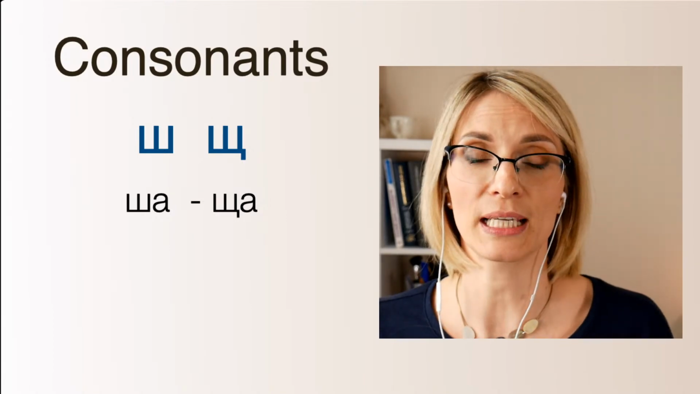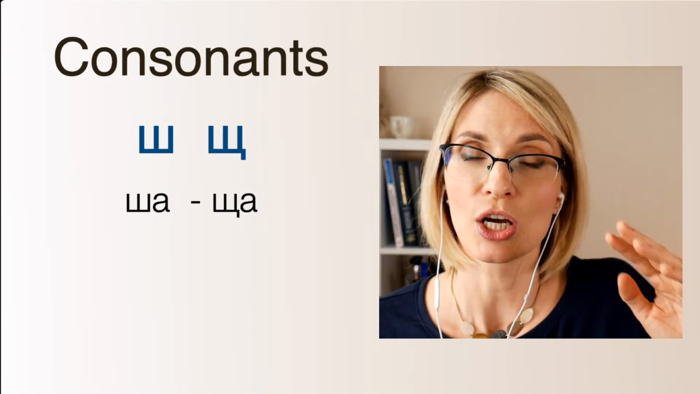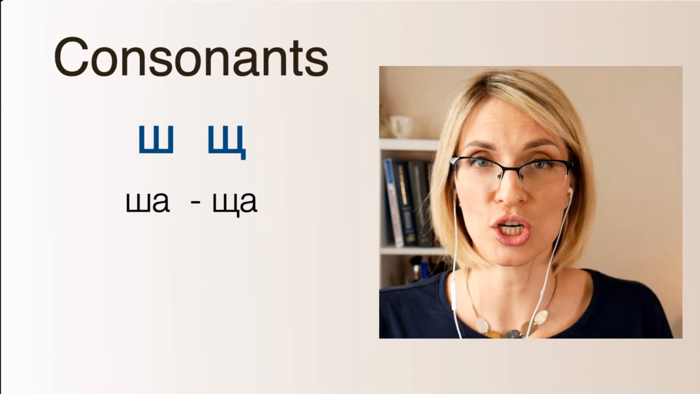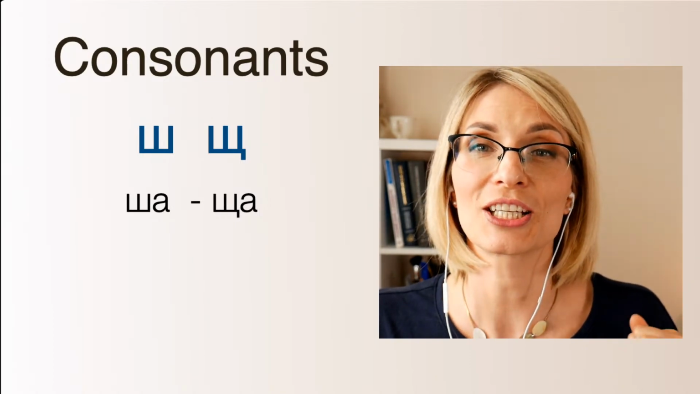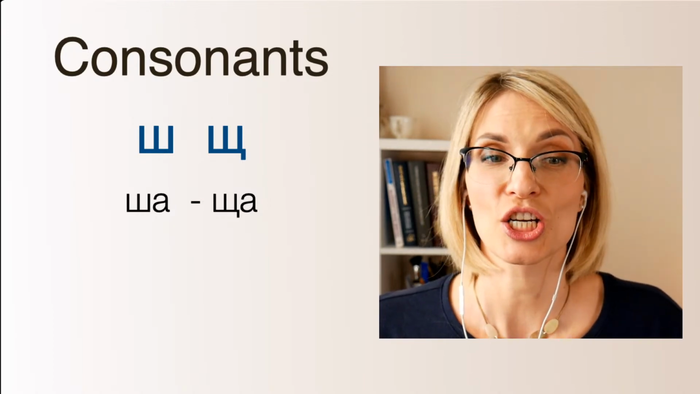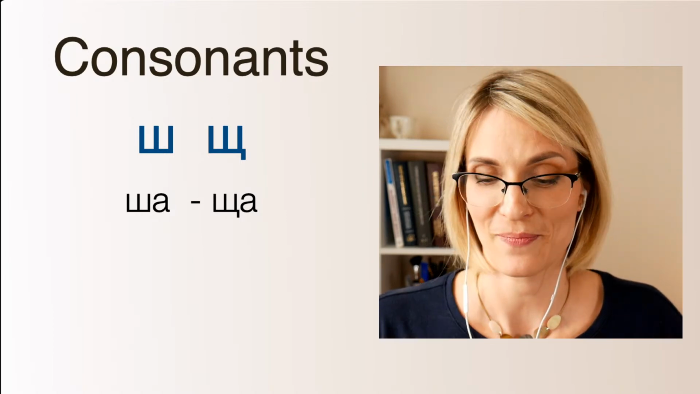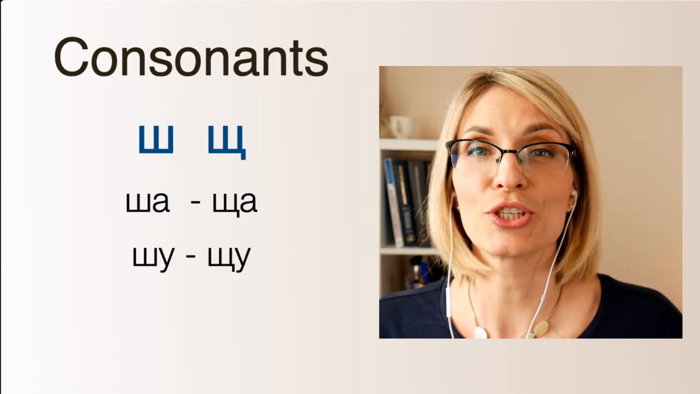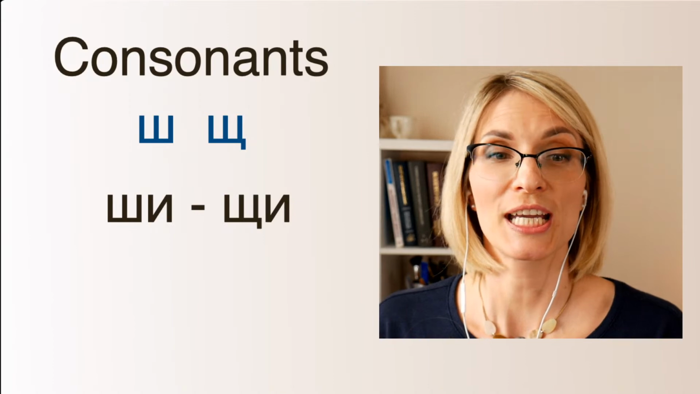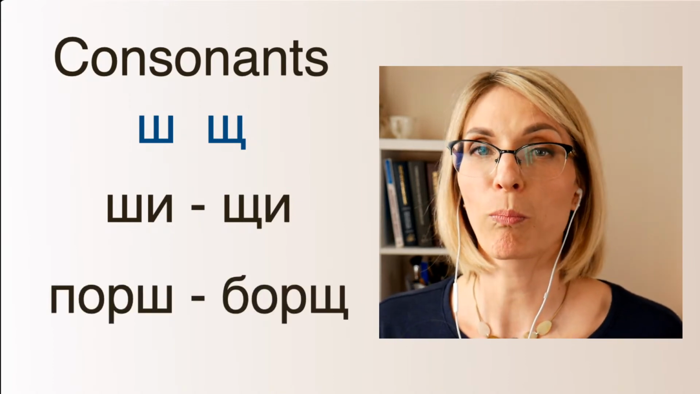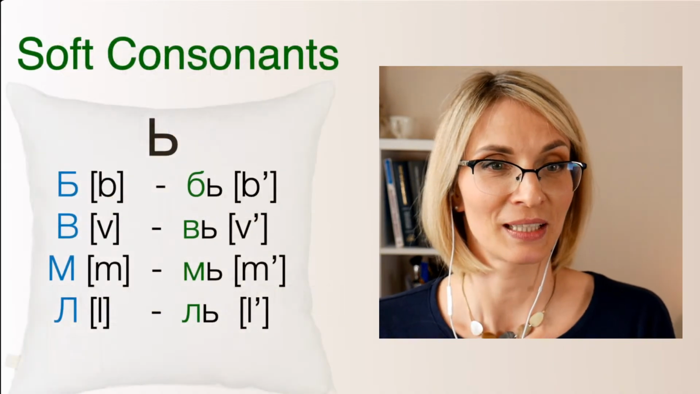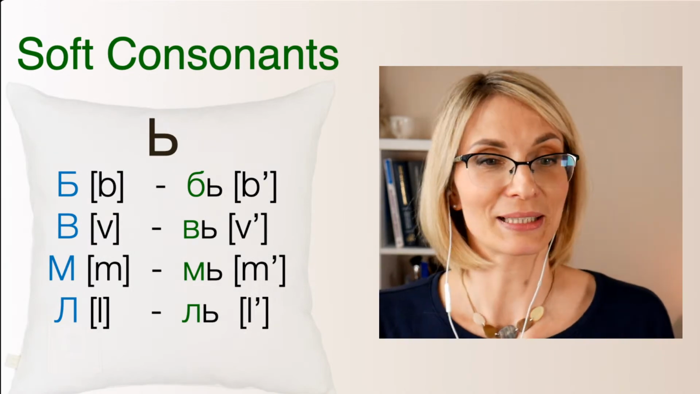Look at them separately. Sh, sh, deep cup. Sh, shallow cup. Sh, deep cup. Sh, shallow cup. Let's look at the syllables. Sha, sha. Shu, shu. Shi, shi. Borsch, borsch. Good. All right. Okay, so we looked at difficult sounds.